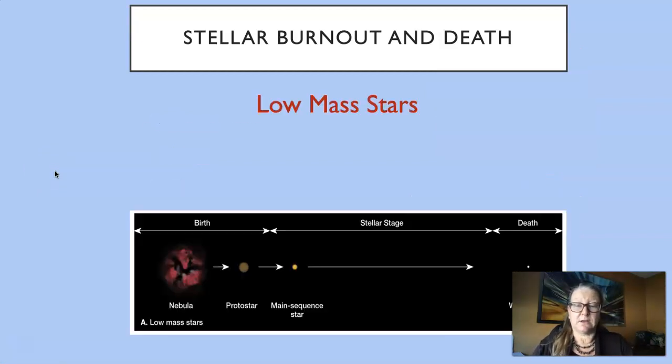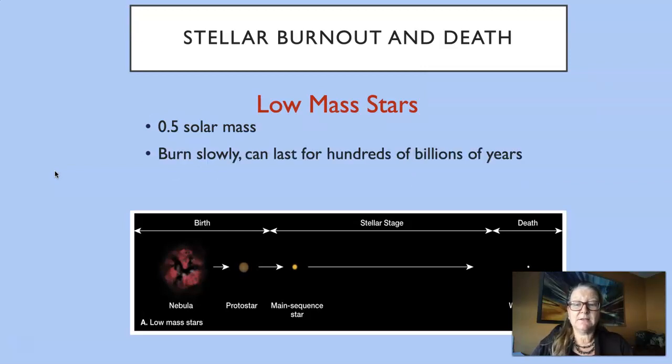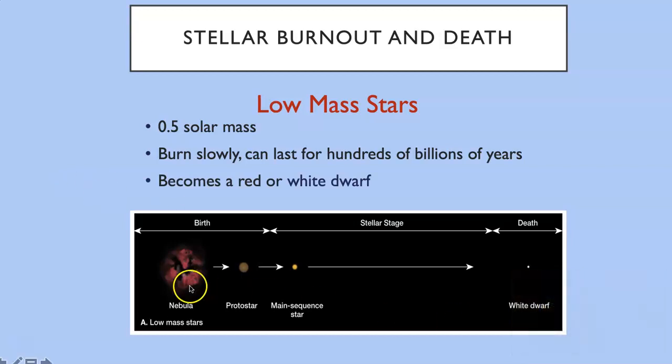For low mass stars, which are less than a half of the sun's mass, these are going to burn very slowly. They could last for hundreds of billions of years. And remember, the universe is only 13.7 billion years old, so many of these have a long time to burn. They become eventually a red or a white dwarf. This little cartoon here is showing a nebula, a protostar, a main sequence star, and then eventually a white dwarf or a red dwarf.